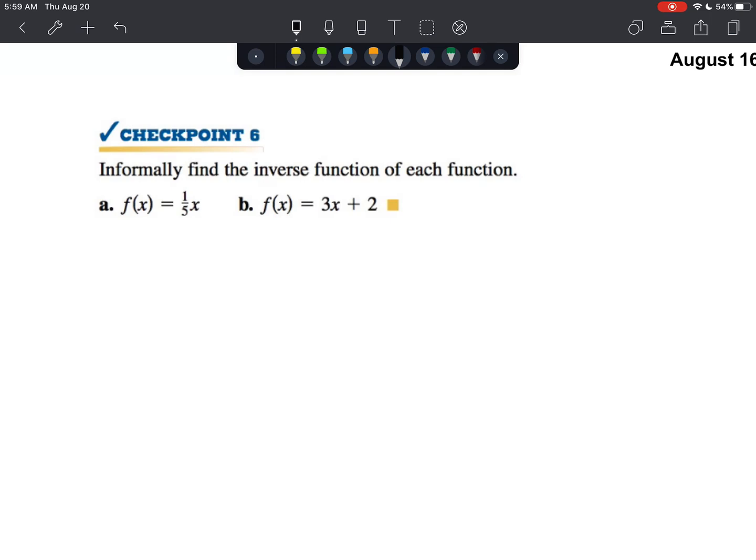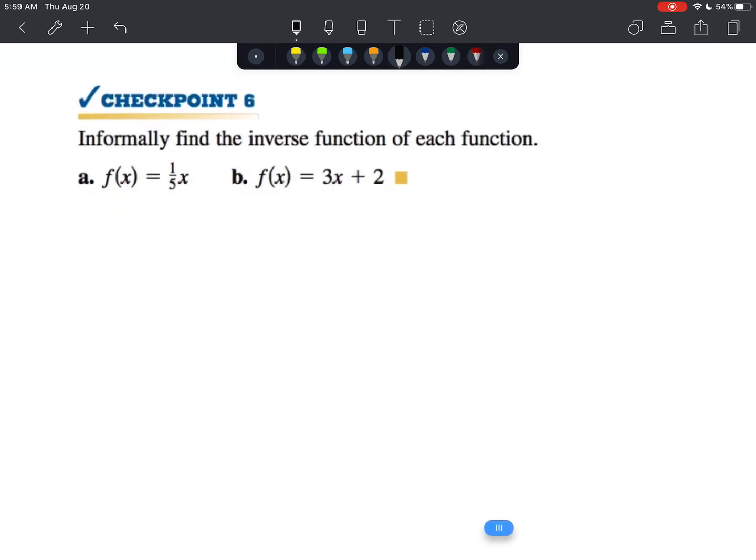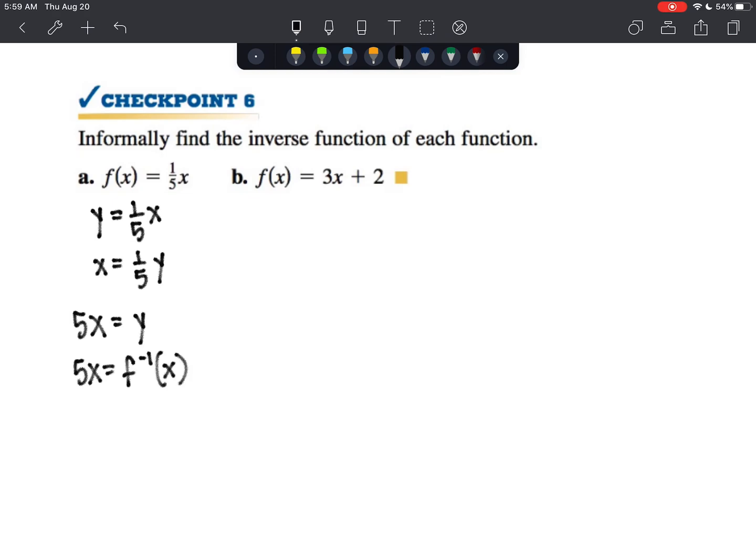Let's try and find the inverses. We'll do it with the checkpoint, and then you can get some practice on your own with the homework. So I'm going to practice those steps. I'm going to change f of x to a y. Then I'm going to swap the x's and the y's. And then I'm going to solve for y. So I'm going to multiply both sides by 5. And then I'm going to change y to f inverse of x. And f inverse of x is equal to 5x.